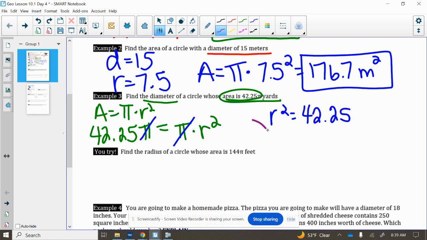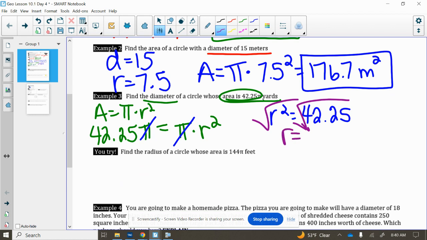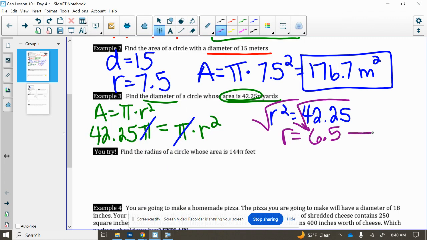And we can take the square root to get just the radius. So the square root of 42.25 gives us 6.5. So that's our radius. And then reminder, we need to take that radius value of 6.5 and double it to find our diameter. So if we double 6.5, our diameter would be 13 yards, because again, it wants the diameter this time.